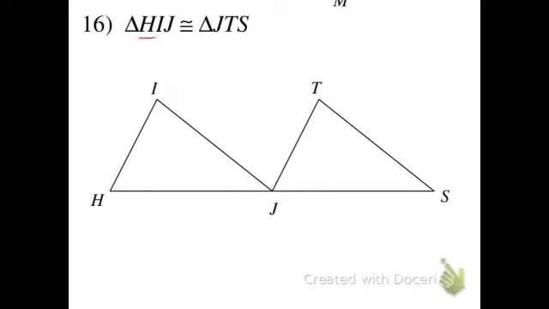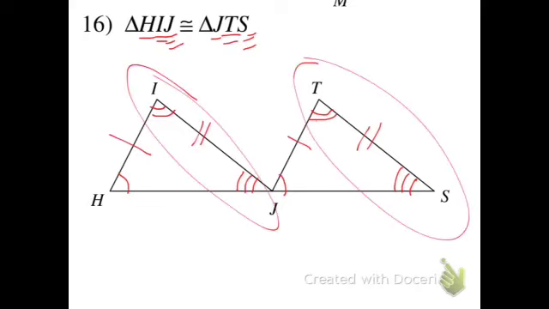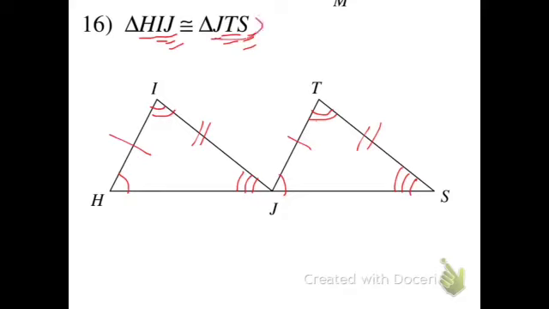On 16, H matches J. I matches T. And I'm going to put my tick mark between those. And then J matches S. So I'm going to put my triple arcs there. I'm going to put the double marks between them because those sides are going to have to match up because they're second in our list there. And the last sides are going to be the sides that match up because they're the last ones.